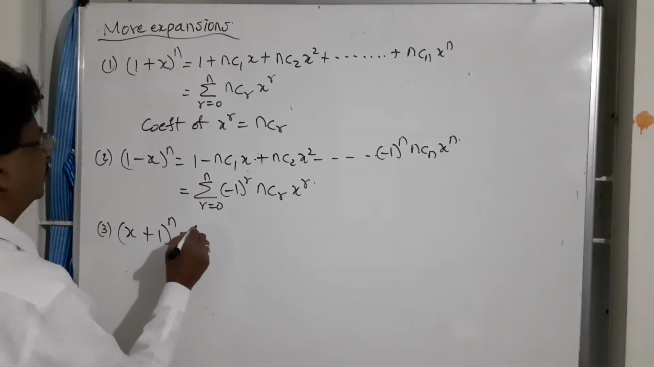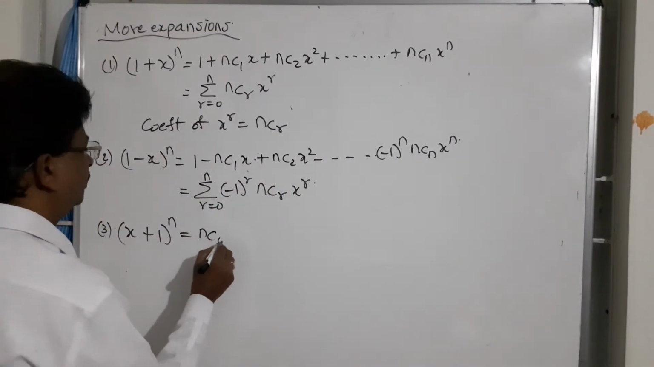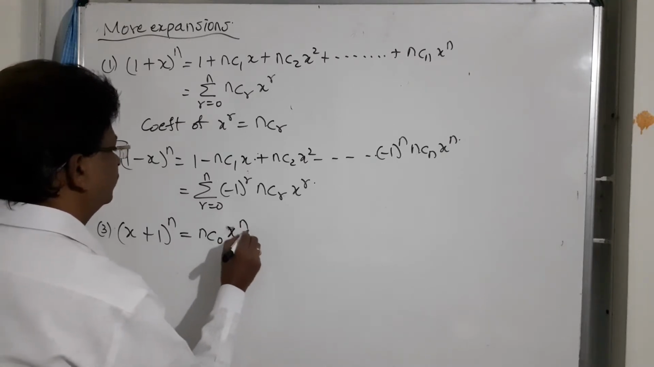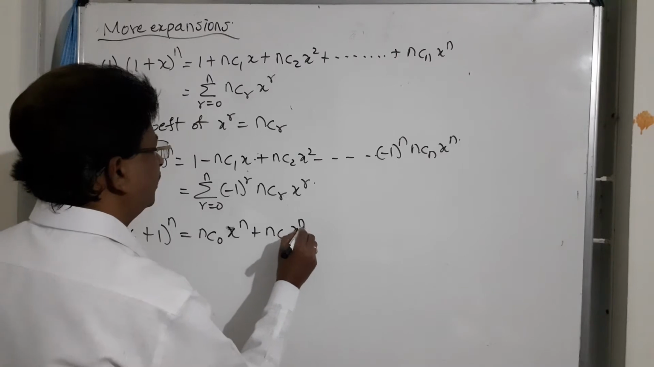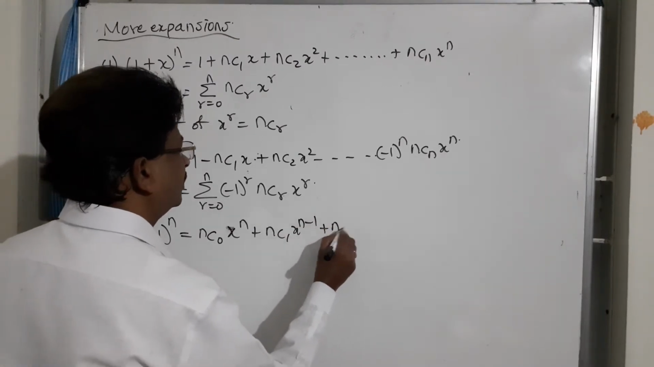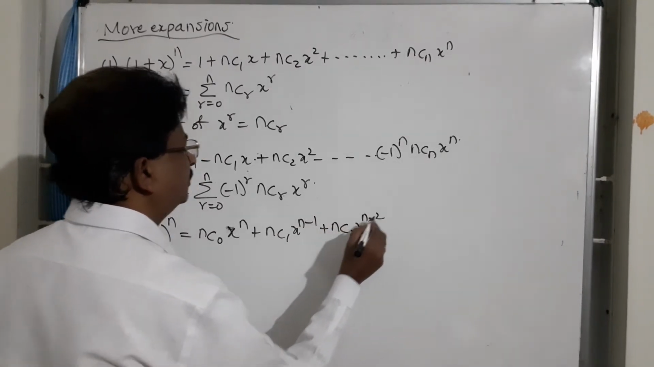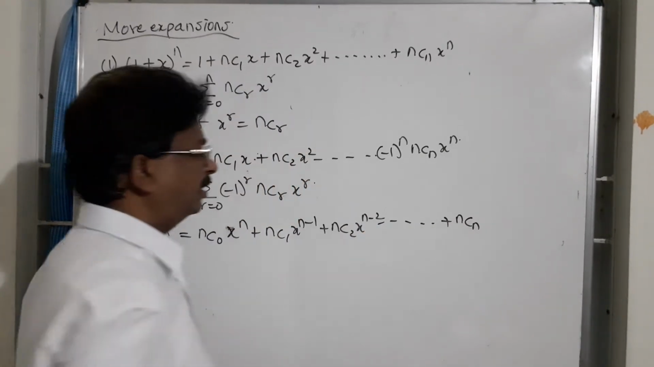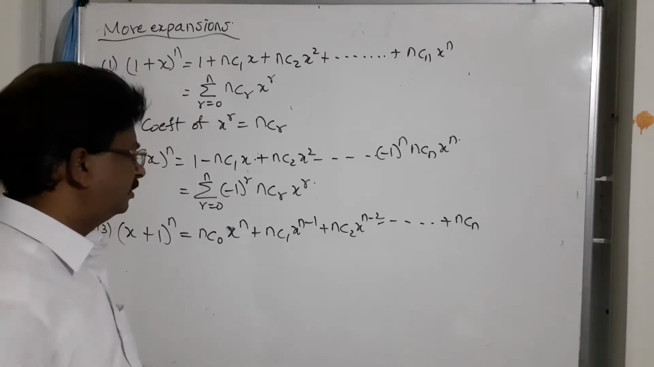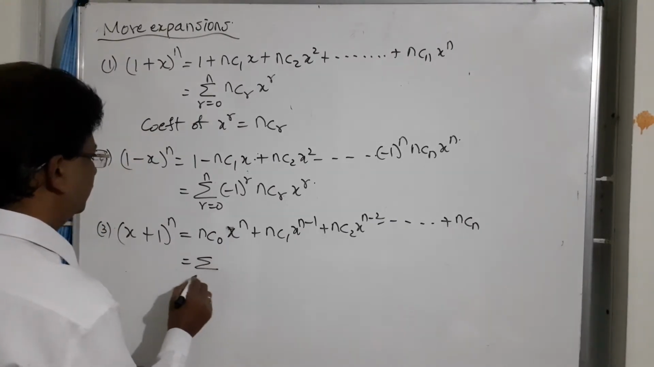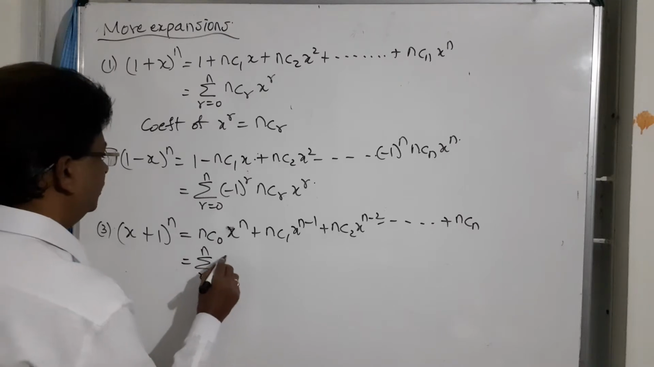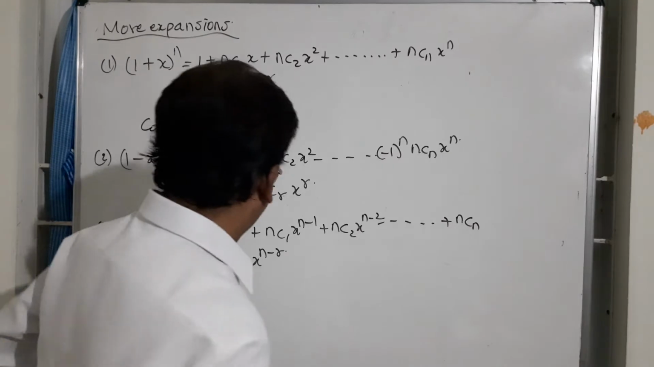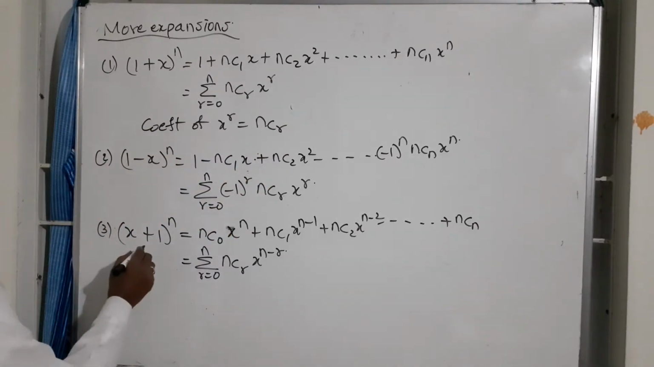So the first term is nC0 into x power n, plus nC1 into x power n minus 1, plus nC2 into x power n minus 2, and so on, plus nCn, where the x power is 0. Here the sigma notation is r equal to 0 to n, nCr into x power n minus r.